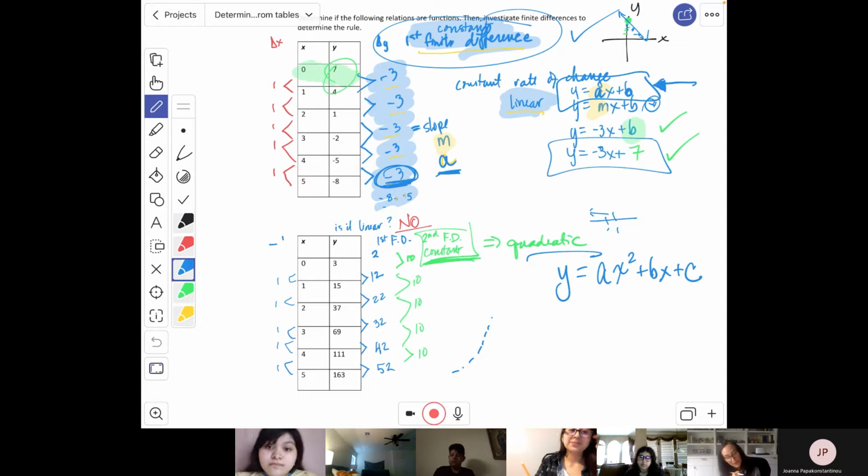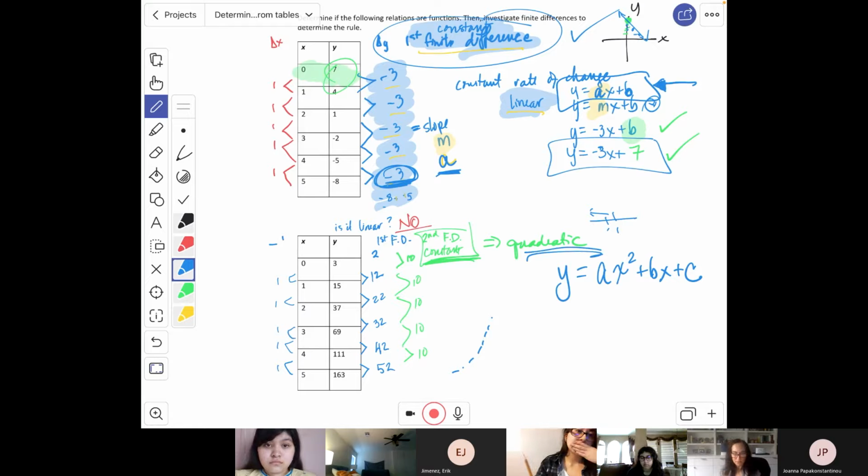And so, again, we calculate finite differences. If it has a second finite difference that is constant, I know it's quadratic and I'm going to use this formula. The question is, how do I use that 10? So, Abiella, you're telling me the 10 is the A. I'm telling you, not quite. But the 10 is going to help you find the A. How? I'm not going to tell you. I'm going to let you derive it.